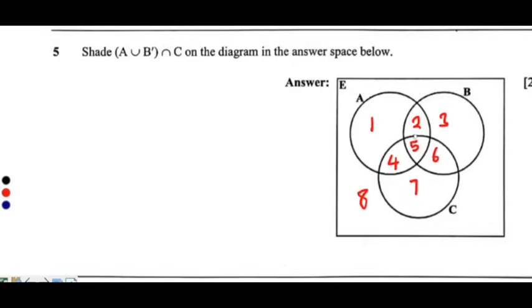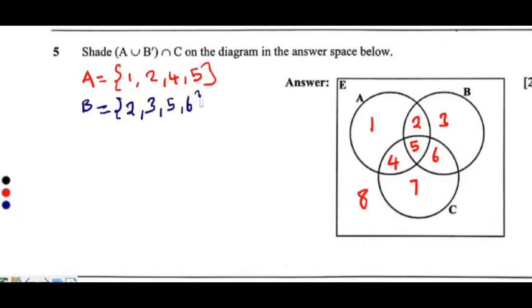I'll say 1, 2, 3, 4, 5, 6, 7, and 8. The reason why I've introduced these numbers is just to help me identify the region that I'm going to shade nicely without making a mistake. Okay, so let me say my set A is equal to, so this is your set A, you have 1, 2, 4, 5. Now set B, let me write my set B. This is my set B, where I've got 2, 3, 5, 6.